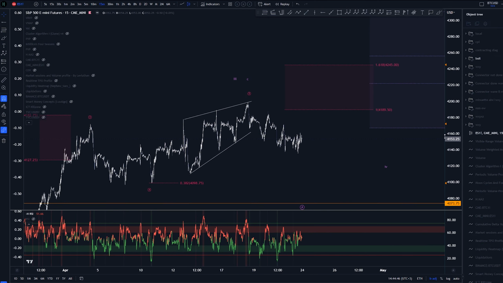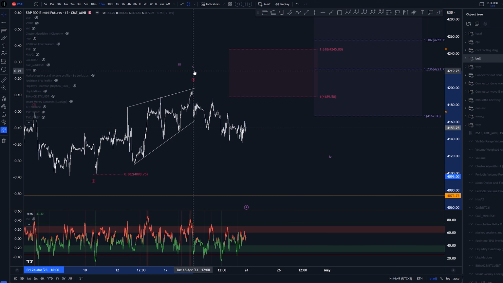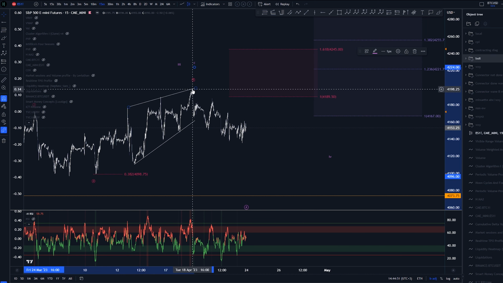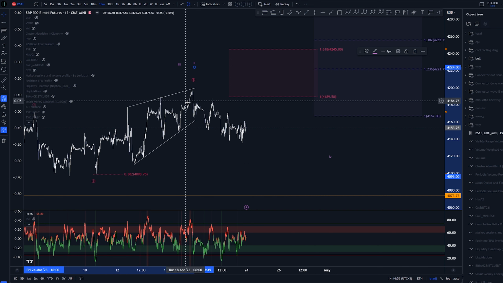But for me, based on the higher time frame, my expectation is that wave C ended up in here in the highs of around $4,200, and then we were starting to come down.